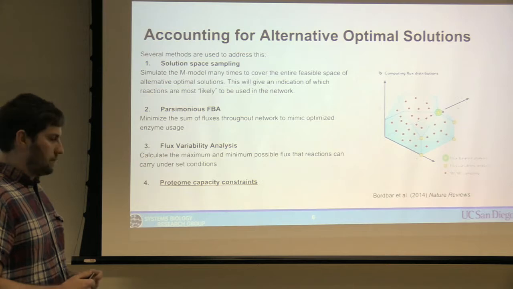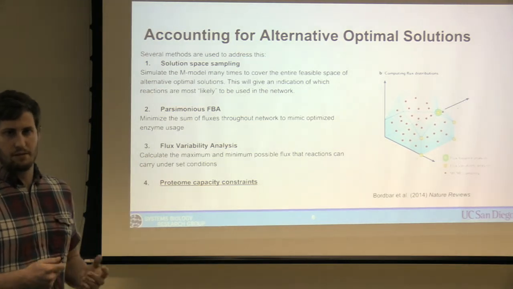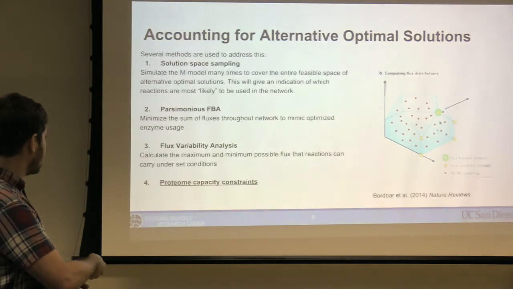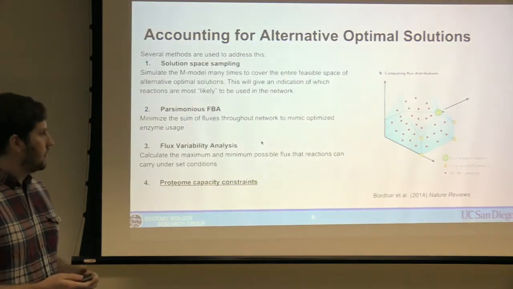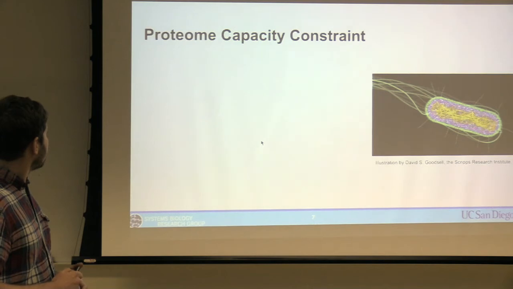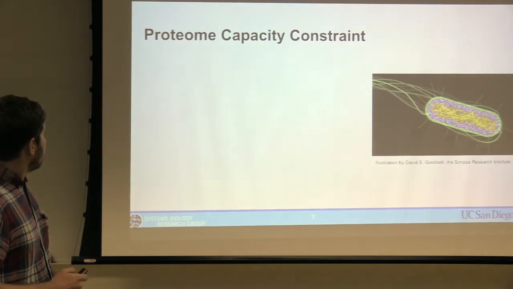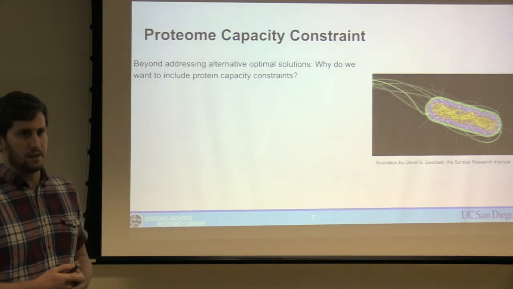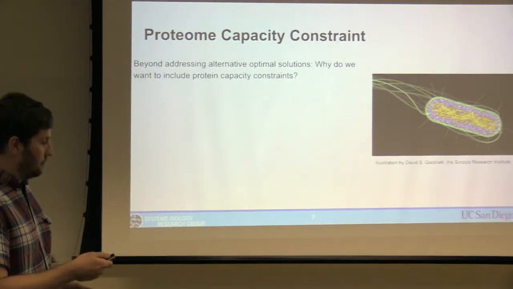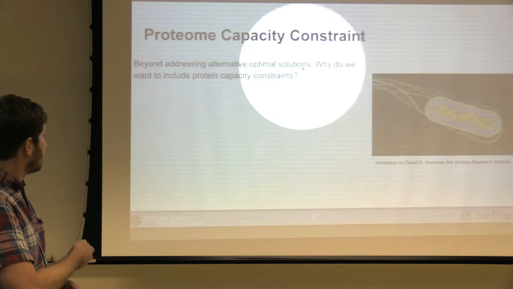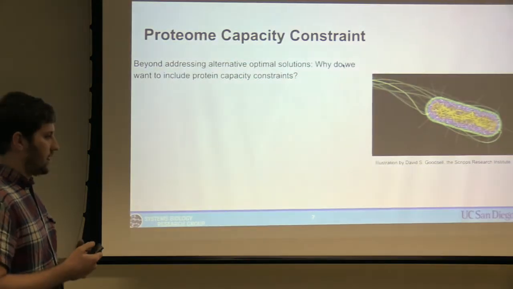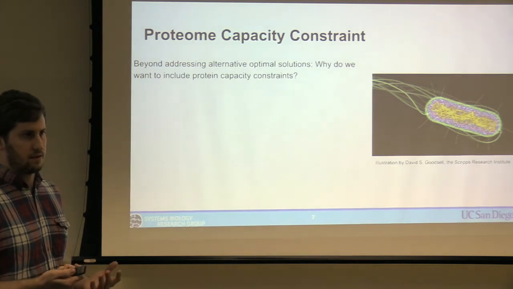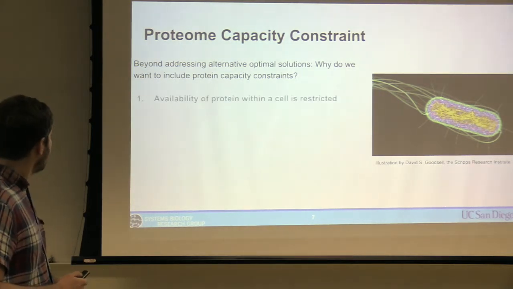And then the fourth is somewhat what ME models would fall under. These are models that actually apply proteome capacity constraints. So I'm going to talk a little bit more about those. First of all, why is this something we're interested in doing in the first place? Beyond actually addressing alternative optimal solutions, why are we interested in including proteome capacity constraints into metabolic models?